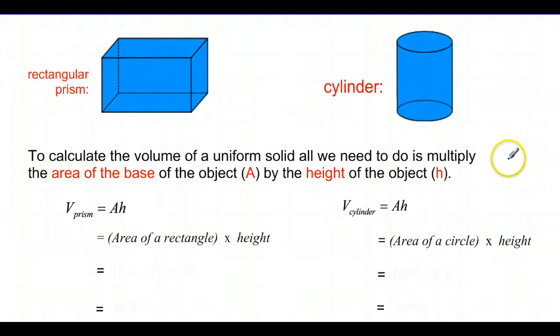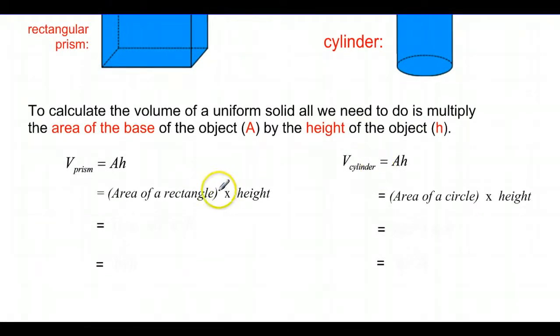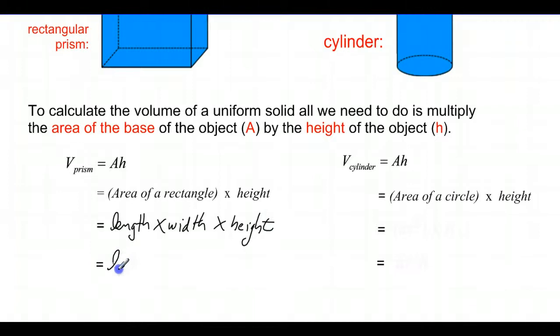To calculate the volume of a uniform solid, all we need to do is multiply the area of the base of the object, which we're going to denote by a capital A, by the height of the object. With the rectangular prism, the area is the area of a rectangle times the height. And the area of a rectangle we know is length times width. That's the area of the rectangle, and then we'll multiply by height. To shorten that, we'll just say LWH, length times width times height, using letters.